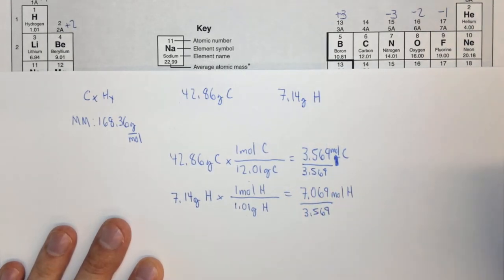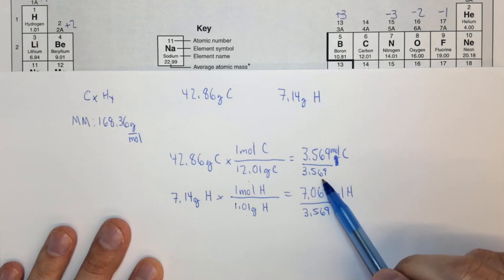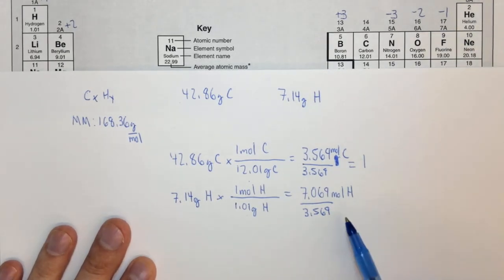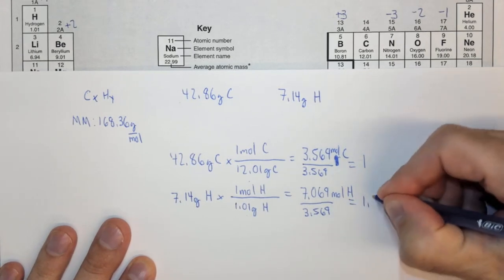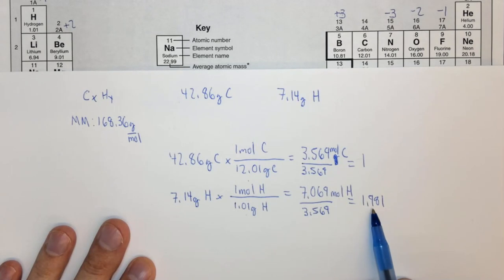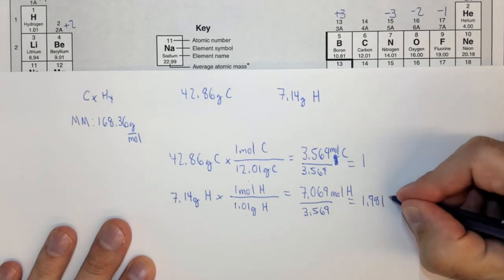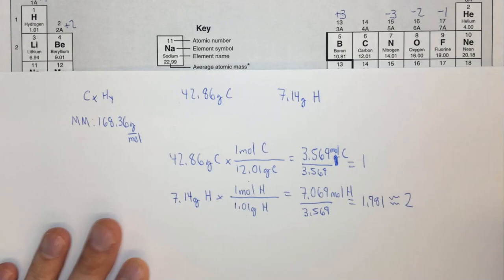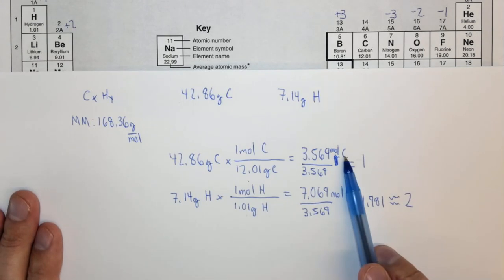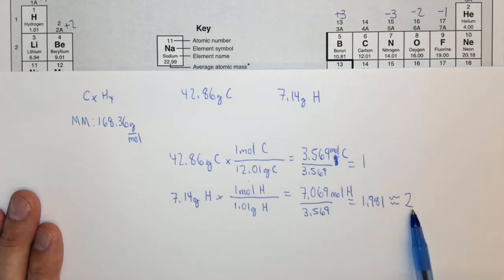In this case, you have 3.569 divided by 3.569. That's exactly equal to 1. In this case, you have 7.069 divided by 3.569, and what your ratio is 1.981. Well, you can't have 0.981 of a hydrogen, so you need to round, in this case, to the nearest whole number. Sometimes you don't round to the nearest whole number, and I'll show you that in a minute. So in this case, for every 1 carbon, there are 2 hydrogens.